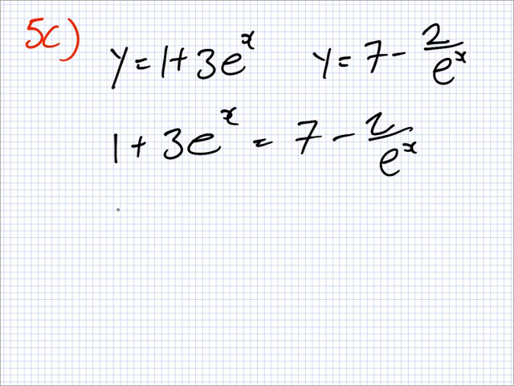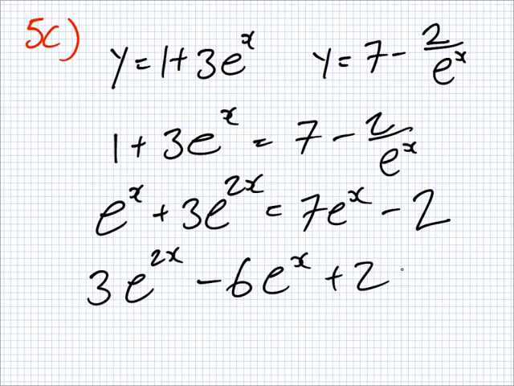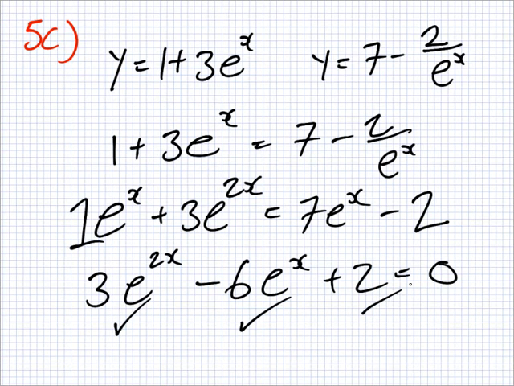Times everything by e^x, yeah? So that's e^x plus 3e^2x equals 7e^x minus 2. So that's 3e^2x minus 6e^x plus 2 equals 0. Because I take everything to the left. 1e^x minus 7e^x is minus 6e^x. 3e^2x is already on the left, and the minus 2 comes over to become a plus. Is it okay or not okay? Are you sure? Yeah.